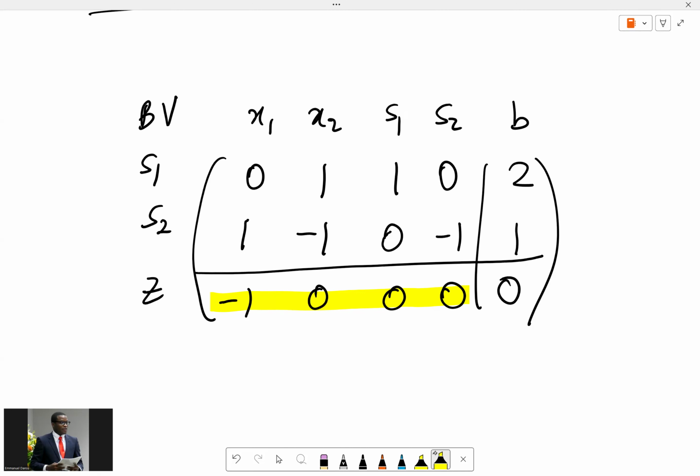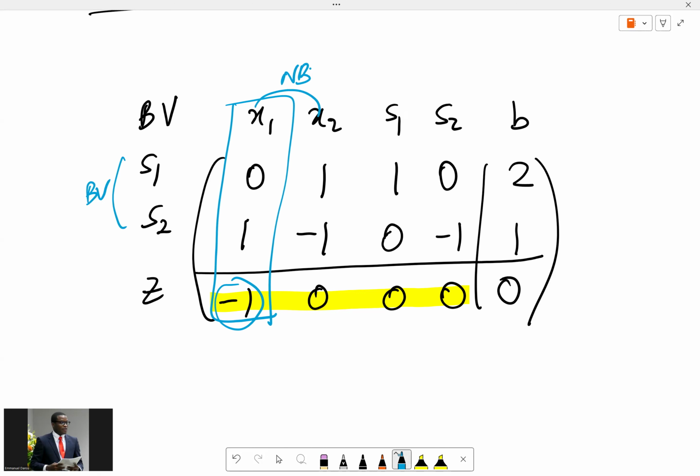You have a negative value, which is this minus 1. Okay, you have a negative value, which is that minus 1. So that automatically tells you that X1 is coming to replace something. For currently, we have these two basic variables, right? And these are the two non-basic variables. So it means that X1 is definitely coming to replace one of the two basic variables.